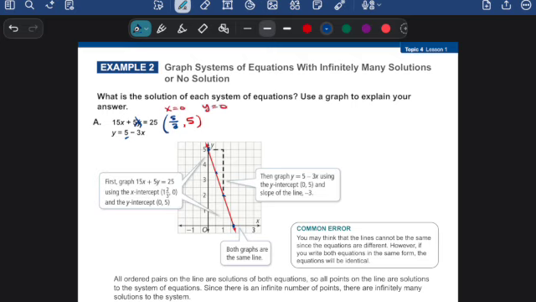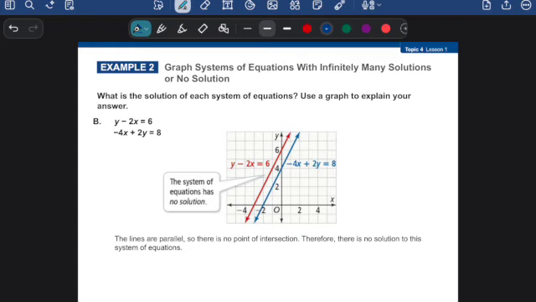So then if it's the same line, then every single point on those lines is a solution, because every single point is a point of intersection for those two equations. So since every point on the line is a point of intersection, there are infinite solutions. Okay, so there are infinite solutions to this system of equations.